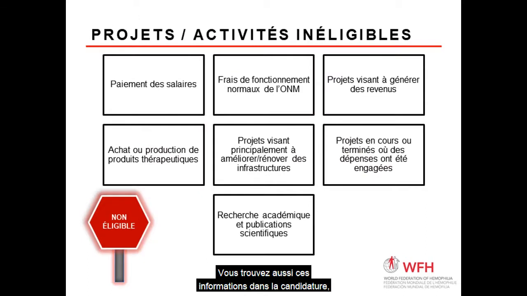You will have found this information also in the application, in the program guidelines, where we describe the types of activities, projects, or types of costs that are not eligible for funding. We wanted to make sure we include this information to help guide you in defining specific activities or preparing the budget of your proposal. So the types of costs or activities that are not eligible for funding are payment of salaries, operating costs such as office rent, projects that seek to generate income, obviously, purchase or production of treatment products, projects focusing solely on infrastructure development or improvement, ongoing or completed projects where expenses have already been incurred, or academic research or scientific publications.